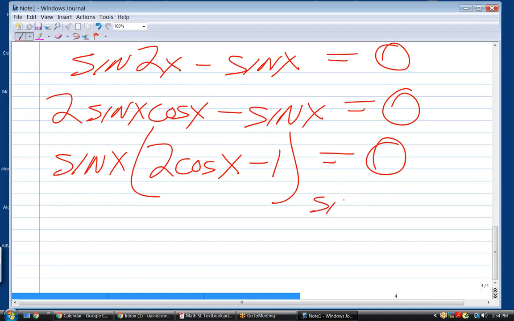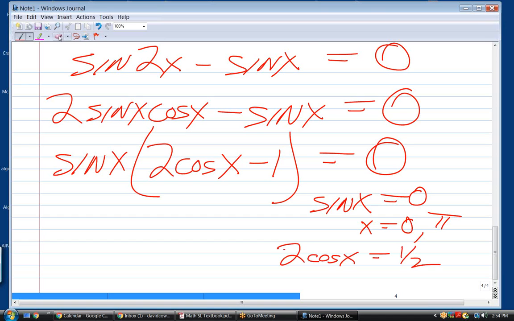So sine equals 0. Then I can use the unit circle, which will give me pi and 0. Or, cosine equals 1 over 2, which will be pi over 3 and 5 pi over 3. All right. You're being good on that. The unit circle is going to help you. No, it really is.